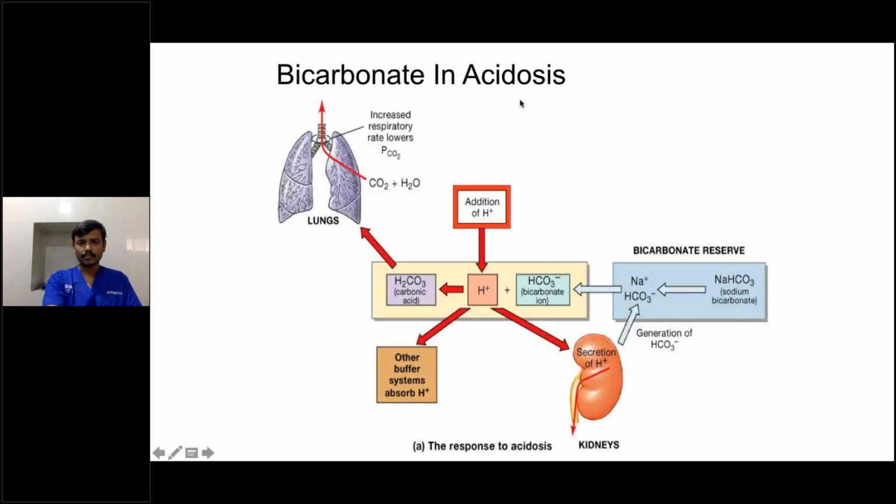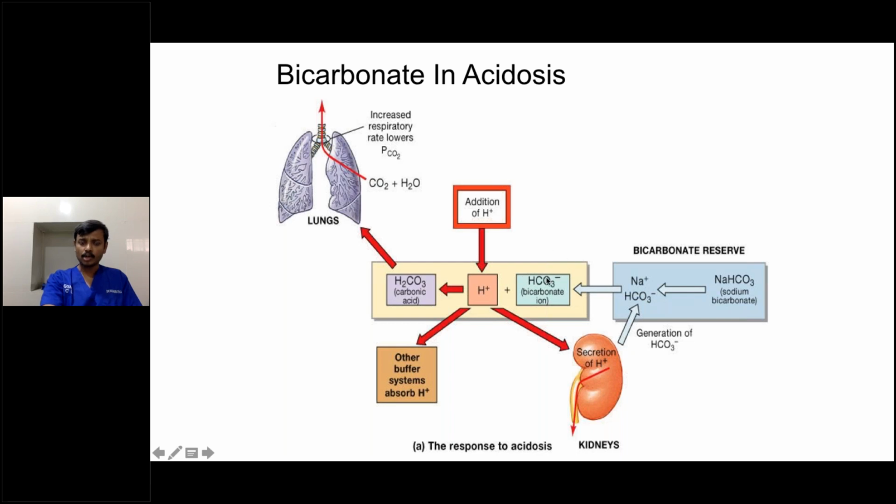So here, in case of bicarbonate in metabolic acidosis, if you add H plus ions, it may be any form of H plus ion, like lactic acidosis or renal acidosis or poisoning or anything, diabetic ketoacidosis. Once you add H plus, it will react with the bicarbonate. This is the bicarbonate buffer system. Bicarbonate forms carbonic acid. Immediately the patient will breathe more and remove carbon dioxide. That's how H plus ion concentration will be maintained normal.